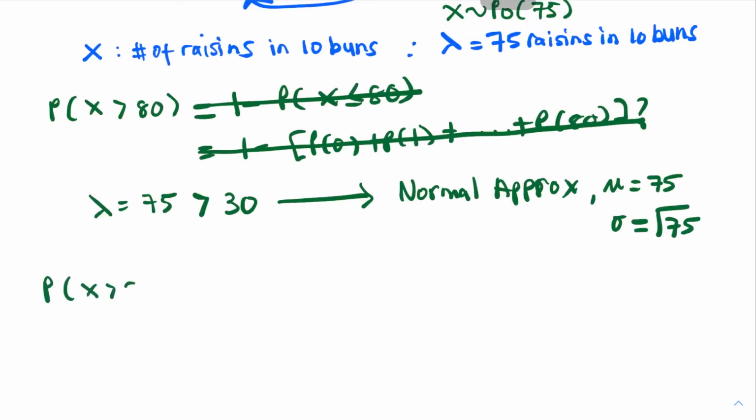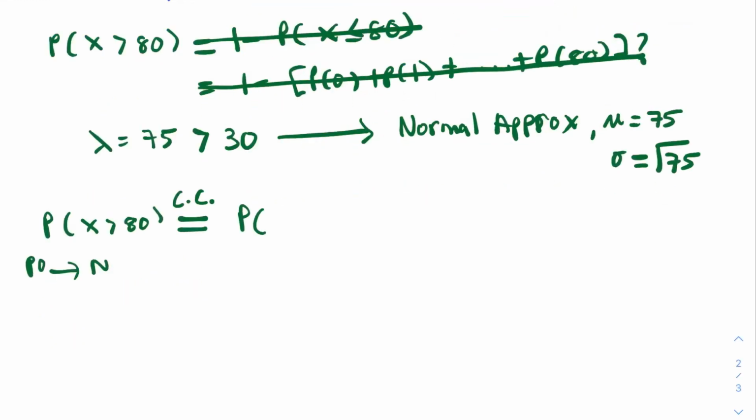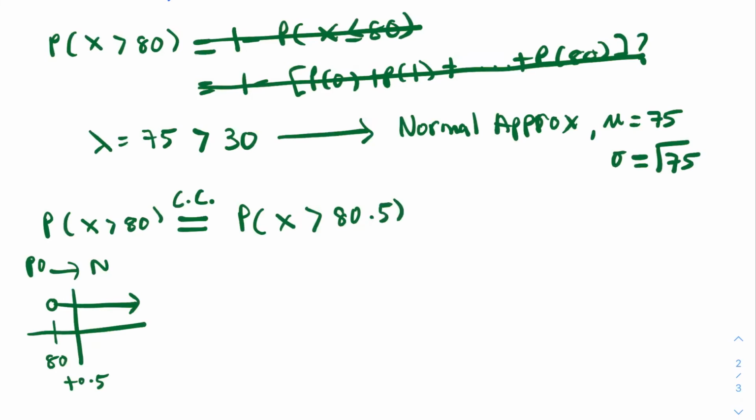Now for P(X greater than 80), because it's a Poisson distribution and you want to change to normal, you need to use continuity correction. So for continuity correction, you add or subtract 0.5. For this one, 80 is not included to the right because it's greater than. So 80 doesn't have to be included. Take it from your right, it will be plus 0.5. So it will be corrected to 80.5.